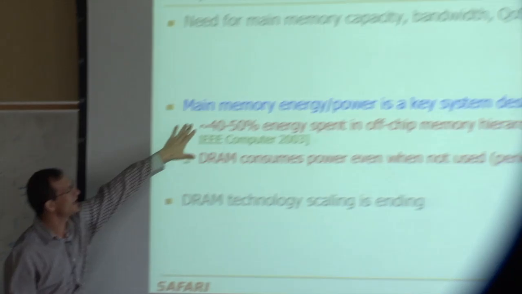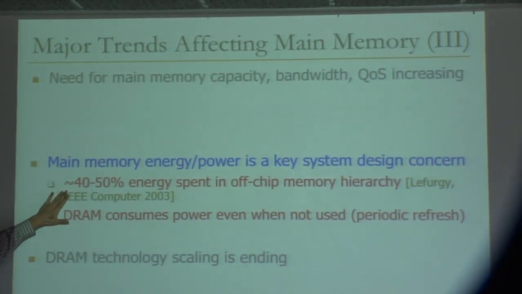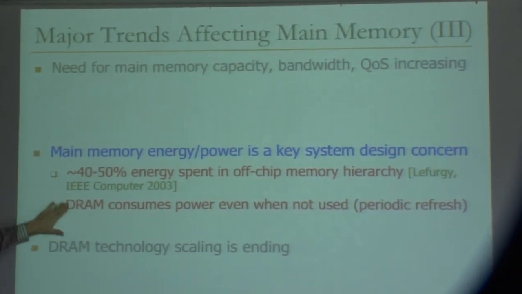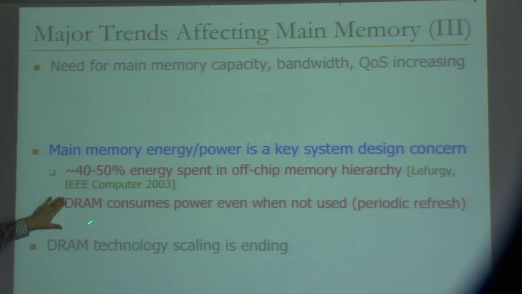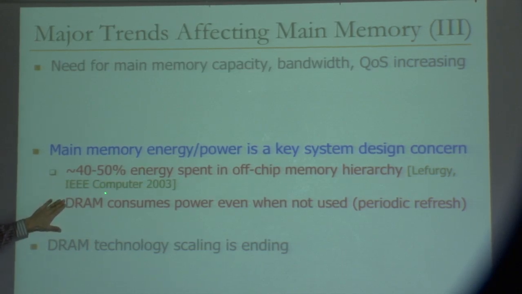The second trend, energy and power, is a key system design concern in memory. And this is actually very old data. I wouldn't say this is a new trend anymore, but it is relatively new. In the old days, people used to design computers where power was not as big of a concern. But today, it's much bigger of a concern. And this is data from IBM's big iron servers. I'd recommend that you read this paper. It's an interesting paper by Charles Lefurgy et al.